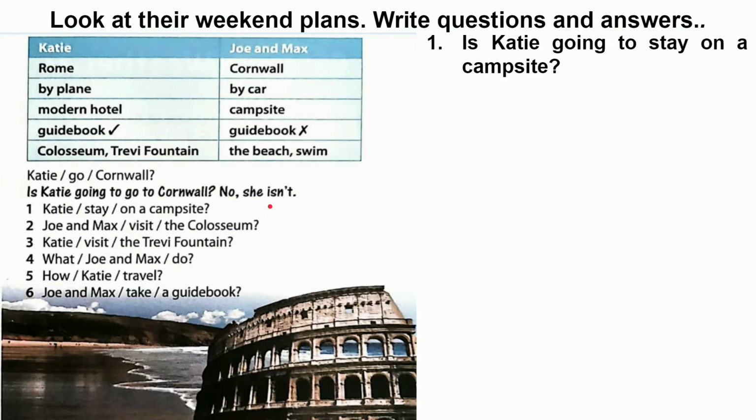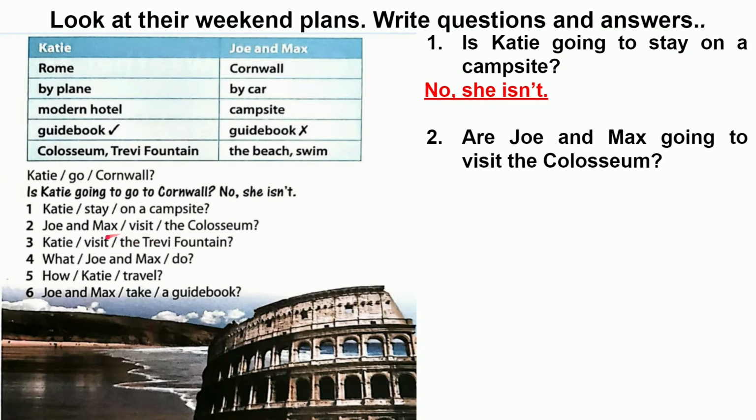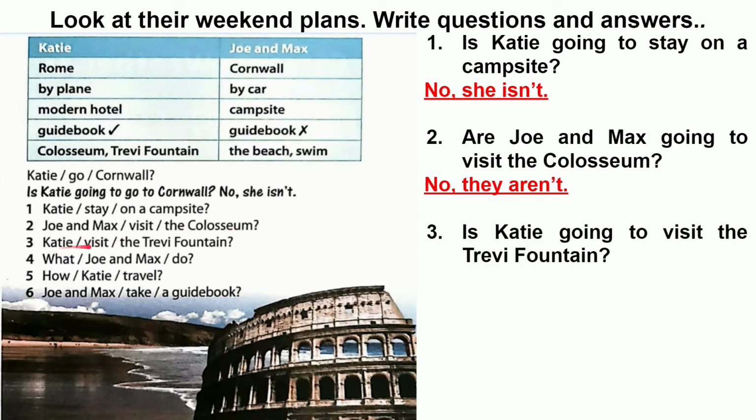So the question is, is Katie going to Cornwall? No, she isn't. Okay, look at question number 1. Katie stay on a campsite. So your question will be, is Katie going to stay on a campsite? The answer is no, right? No campsite over here. No, she isn't. Number 2. Are Joe and Max going to visit the Colosseum? No Colosseum here. So the answer is no, they aren't. Number 3. Is Katie going to visit the Trevi Fountain? Katie, Trevi Fountain, yes. Okay, the answer is yes, she is.